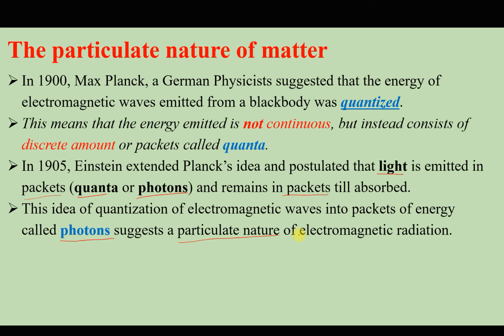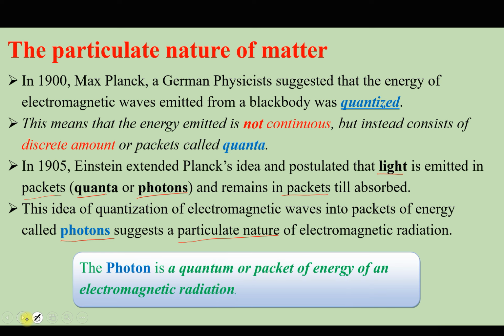So the existence of photons that make up light or electromagnetic radiation is evidence that light has particle-like properties. Therefore, we can now define a photon as a quantum, because a quantum is singular. So the photon is a quantum or a packet of energy of an electromagnetic radiation.